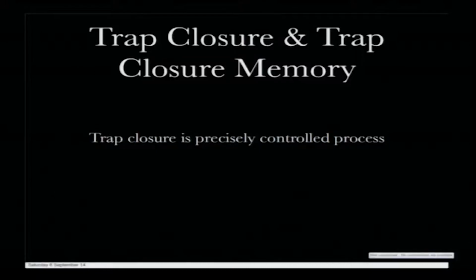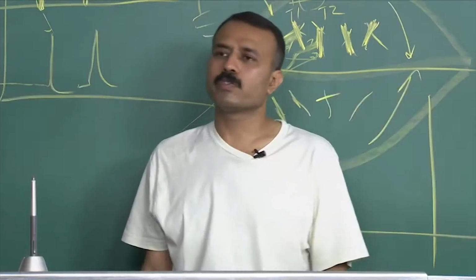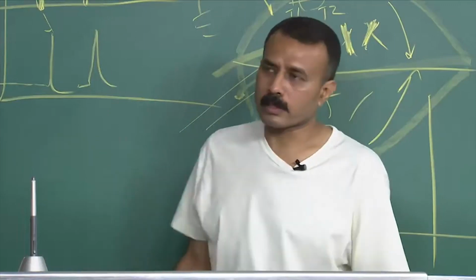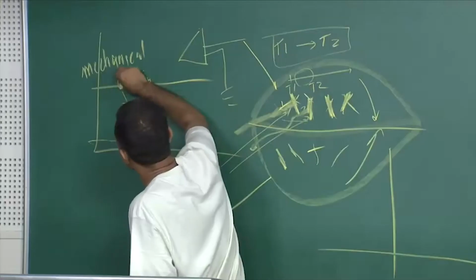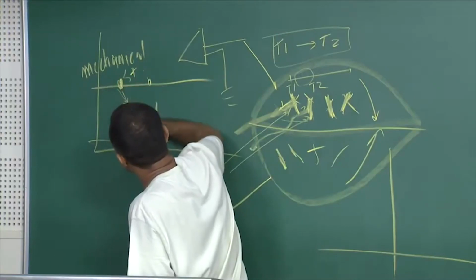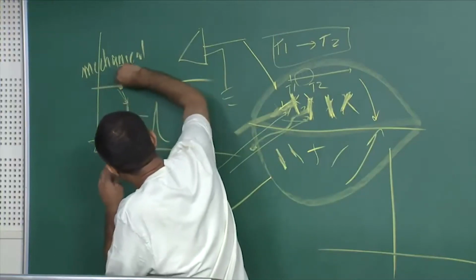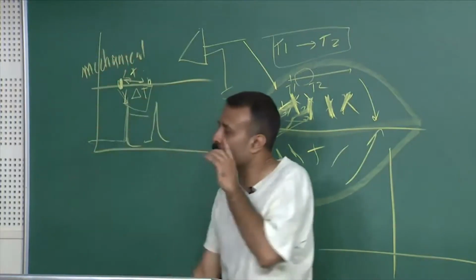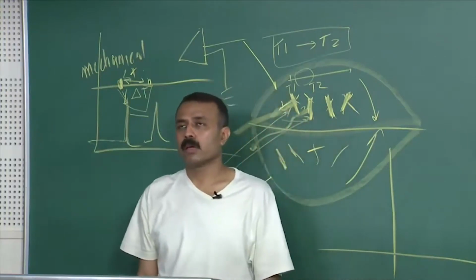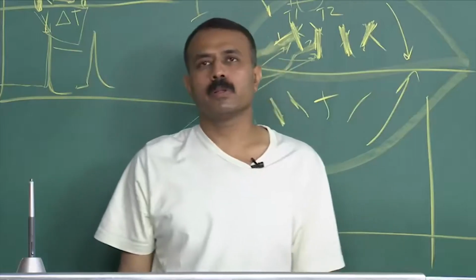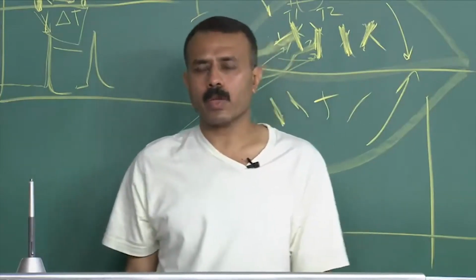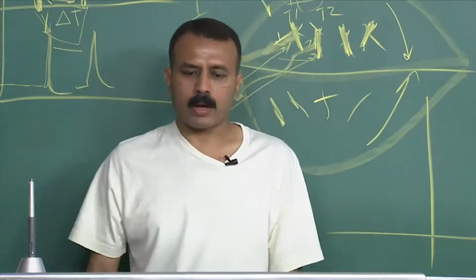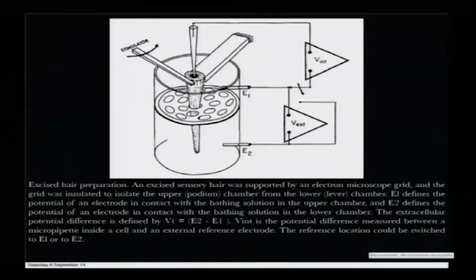So, trap closure and trap closure memory. Trap closure is a precisely controlled process. This is not a random process. This is a very, very tightly controlled process. As I was showing you, you give a stimulus and, with a delay, you will see an electrical response. So, there is an optimal time window between these two. And that optimal time window discovery was one of the very interesting feats for those people who are working in this area. Okay. So, coming back, how these studies are being done, first of all, in order to understand it.